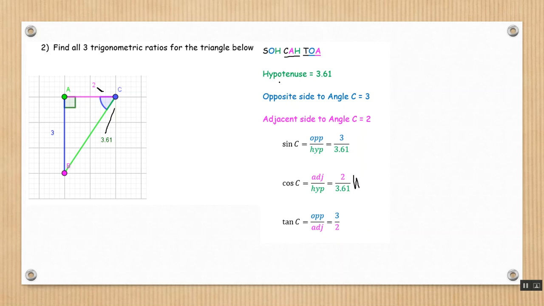And for tan, we have opposite over adjacent. So when you're setting these out, I like to find the hypotenuse first, the opposite side, the adjacent side. I like to write it out like that, and then do the ratios.